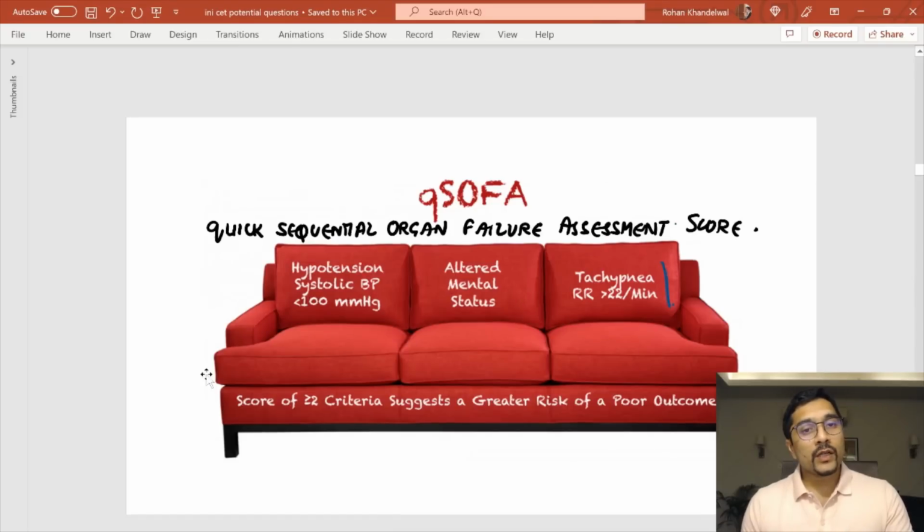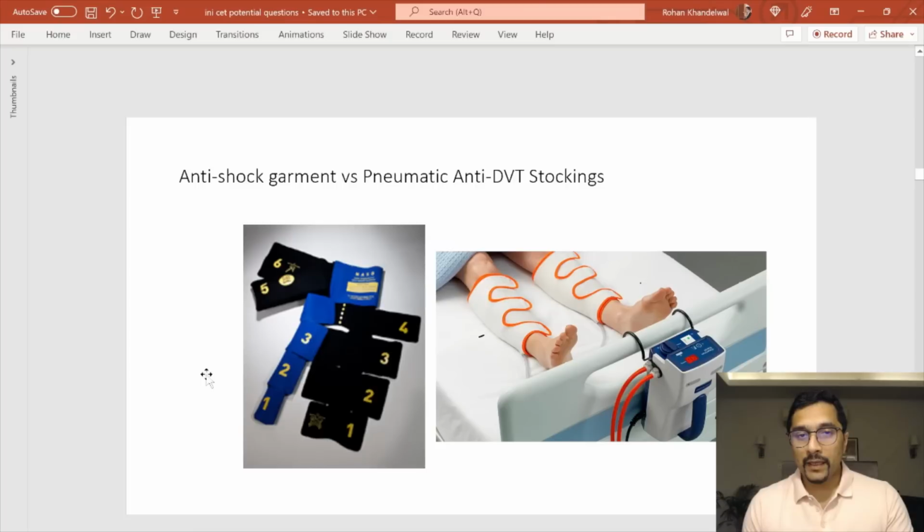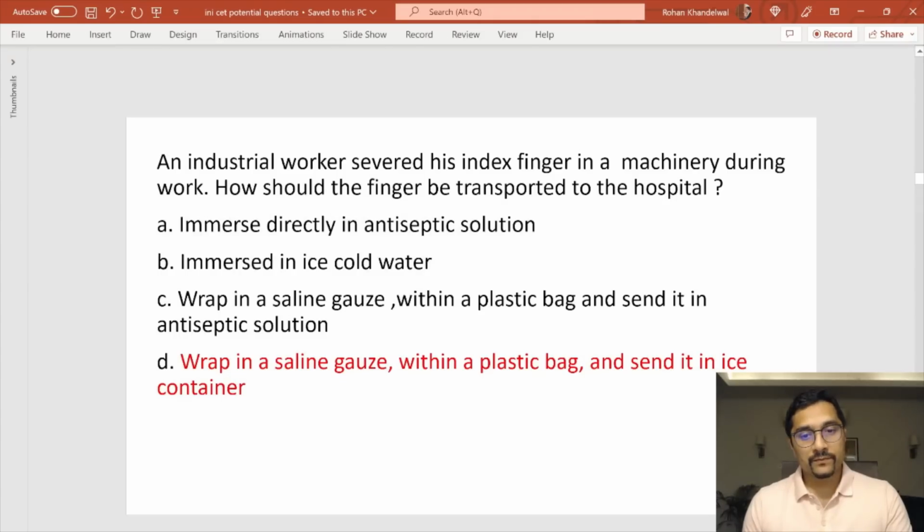I've already told you that qSOFA and SIRS are extremely important. You need to remember the parameters. Anti-DVT stockings, anti-DVT pneumatic stockings have also been frequently asked. They are a mechanical method of DVT prevention.